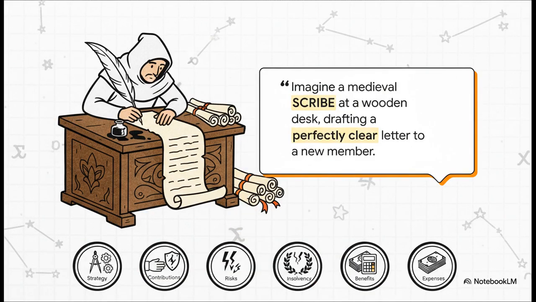To really get this one stuck in your head, picture a medieval scribe, with a quill pen hunched over this big, heavy wooden desk. He's meticulously drafting a scroll for a new member, and his whole job is to make sure every single point is crystal clear. What's the scribe writing down? He's detailing the strategy, contributions, risks, insolvency, benefits, and expenses.